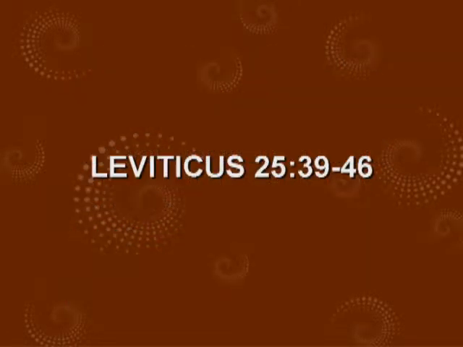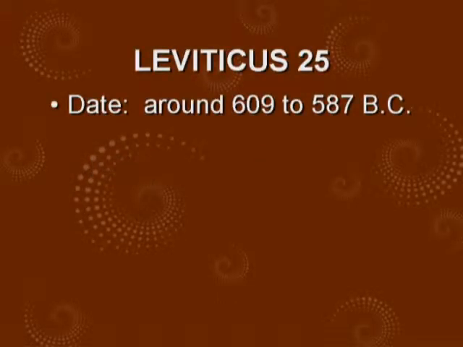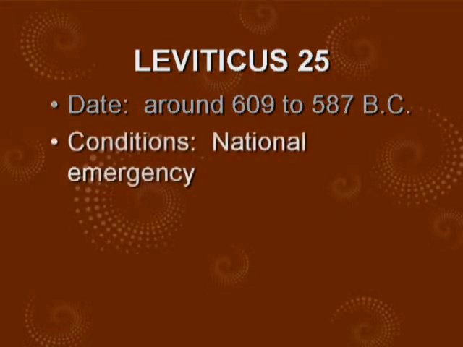Leviticus 25:39-46 is the last slave law. It probably dates from the end of the monarchy between the late 7th and early 6th centuries BC. These years were a time of national emergency. When Josiah was killed in battle against the Egyptians in 609, Israel lost its independence and became a vassal, first of Egypt in 609, then of Babylon in 603.